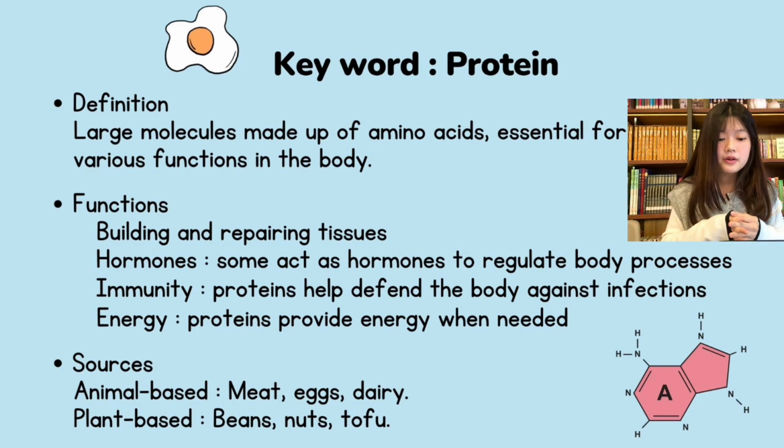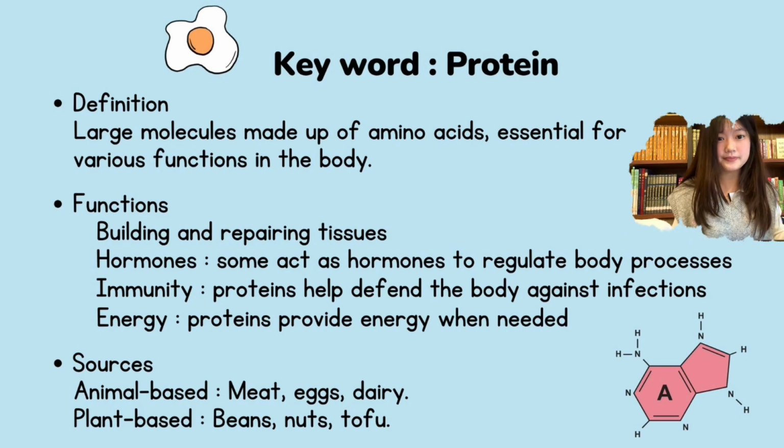Proteins are large molecules made out of amino acids, essential for various functions in the body. They help build and repair tissues, regulate body processes as hormones, support immunity by defending against infections, and provide energy when necessary. These vital macromolecules are found in both animal-based sources like meat, eggs, and dairy, and plant-based sources like beans, nuts, and tofu.